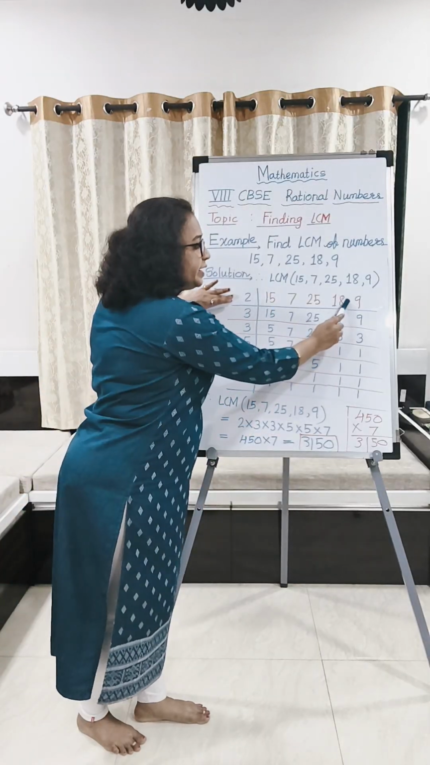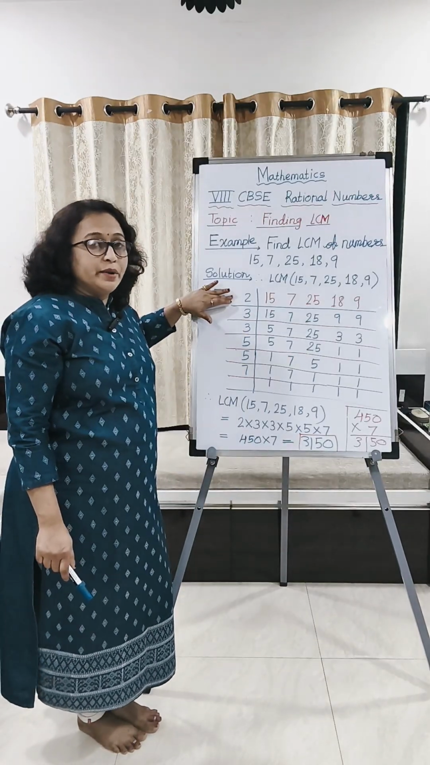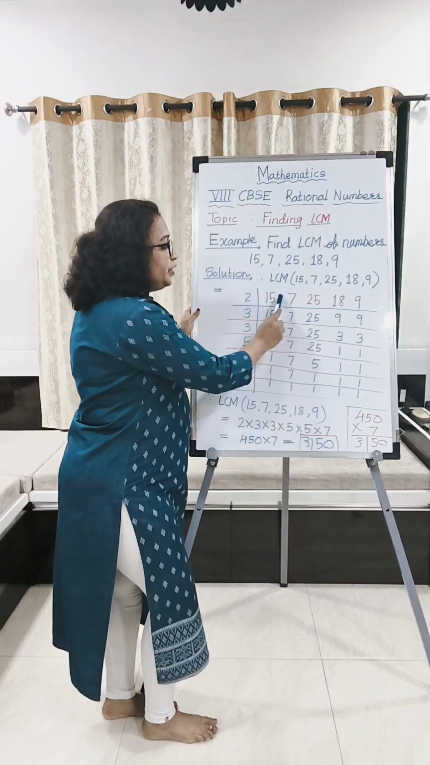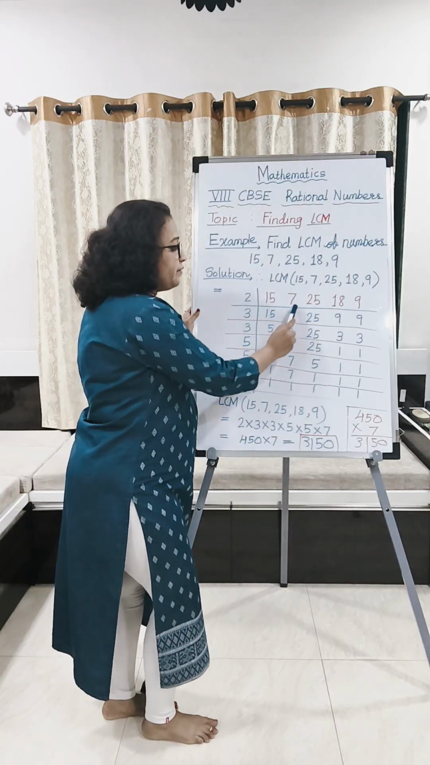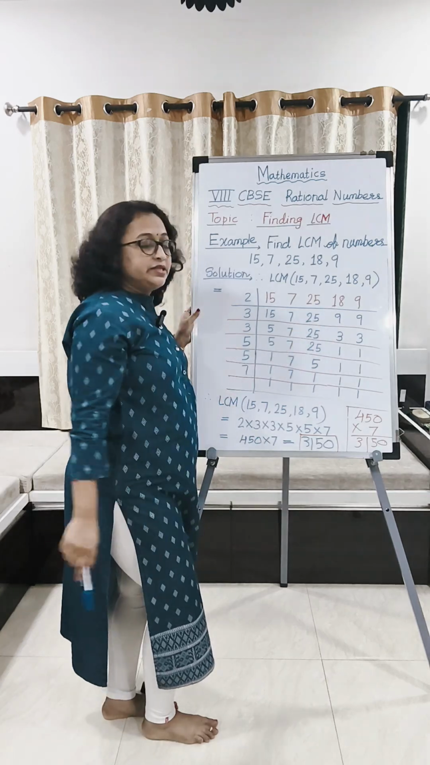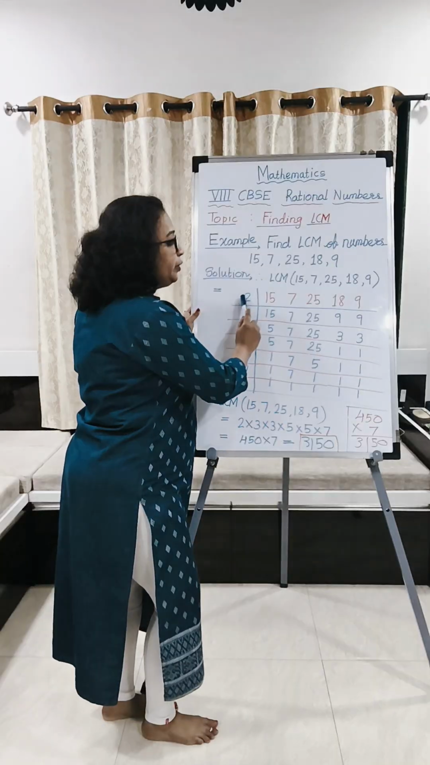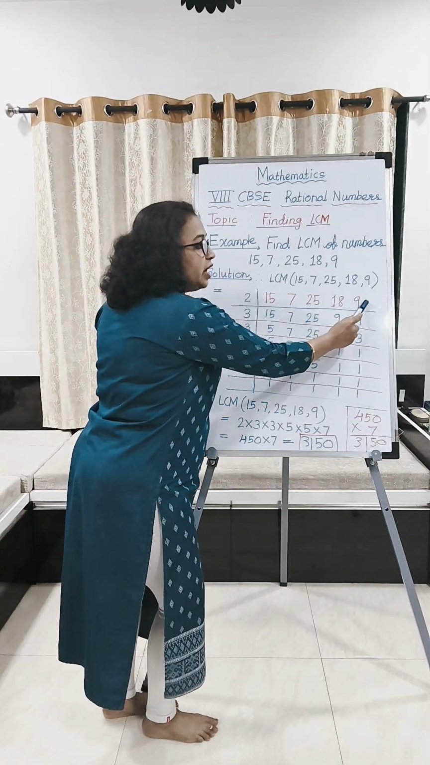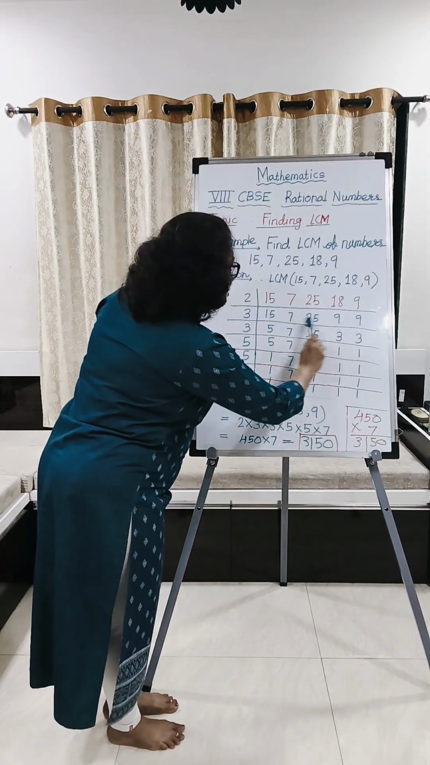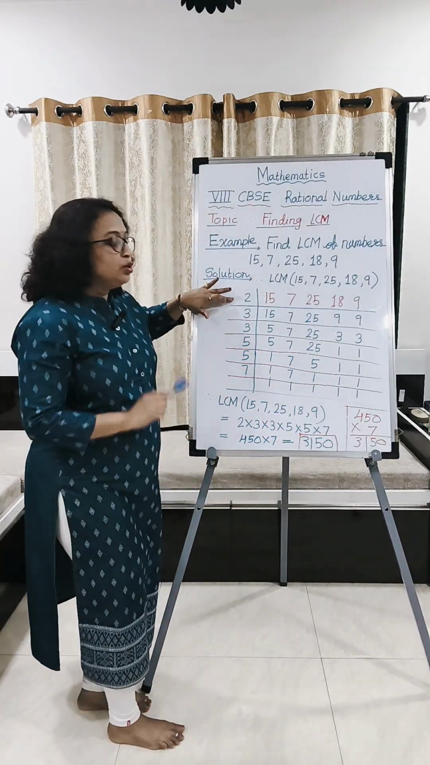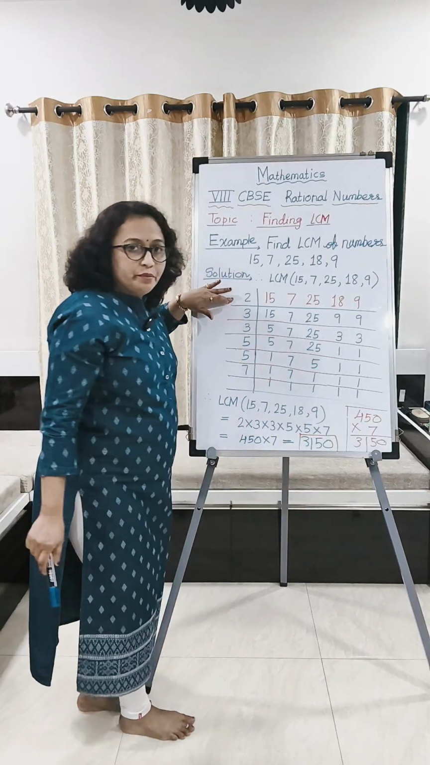Yes, 18 is there. So we will start dividing these numbers by first prime number 2. Now we cannot divide 15 by 2. So 15 will be as it is, 7 will be as it is, 25 will be as it is. But we can divide 18 by 2. So it will be 2 9s are 18 and 9 will be also as it is. Now is there any even number which can be divided by 2? No, there is no even number. There are all odd numbers.